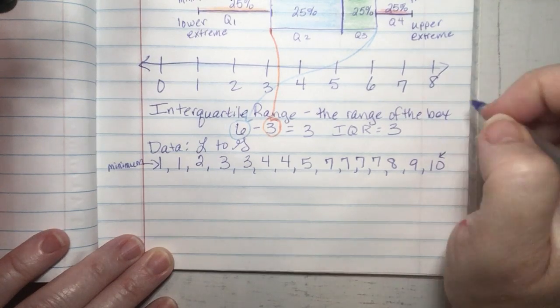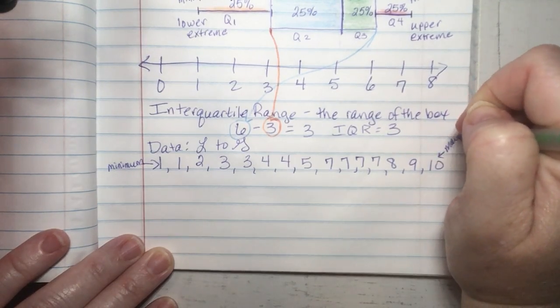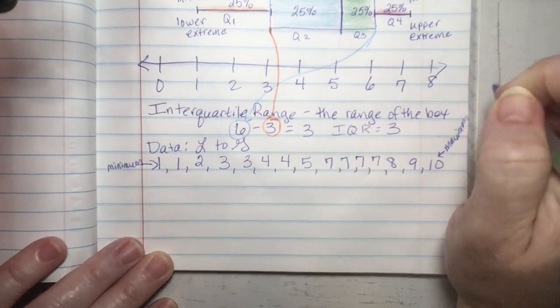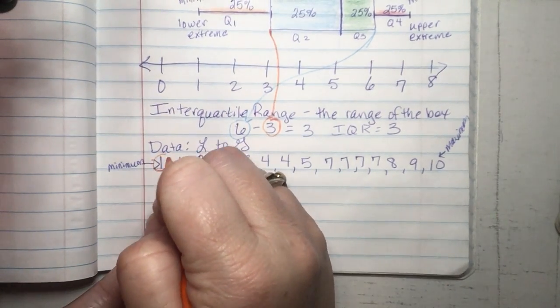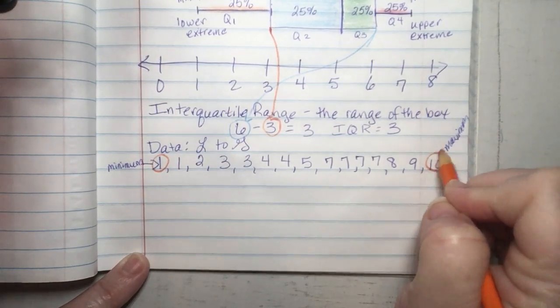10 is going to be our maximum. All right, let's just go ahead and circle those in orange, I guess, or whatever color you have. So that's our minimum. That's our maximum.